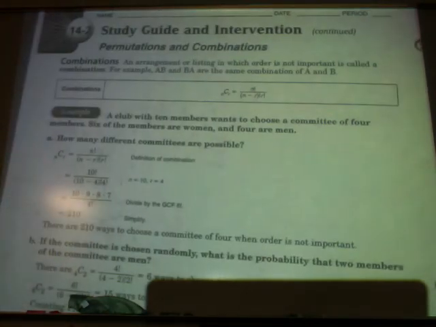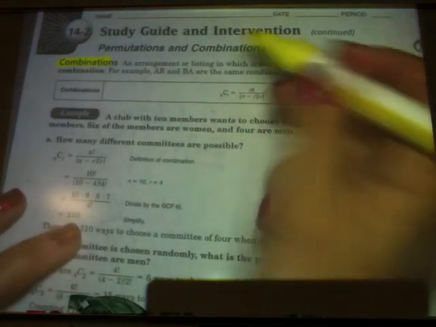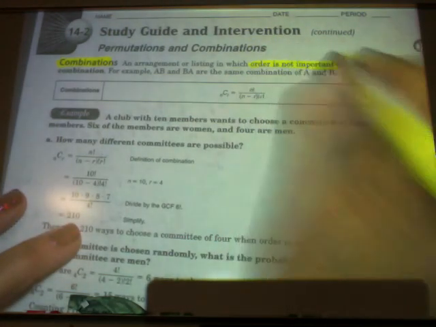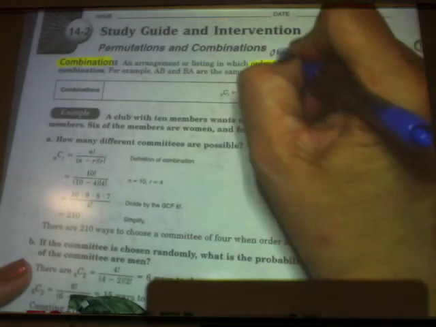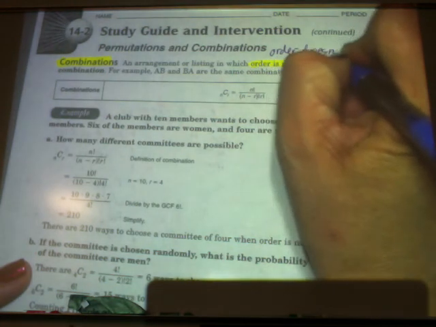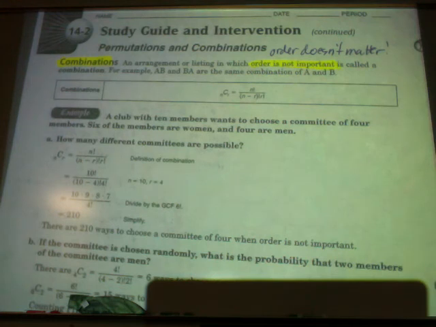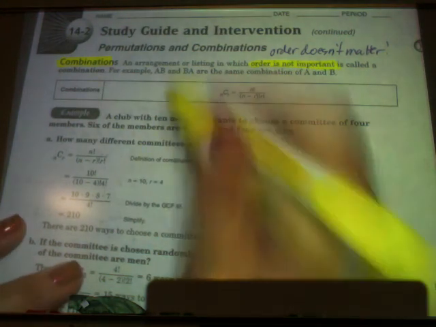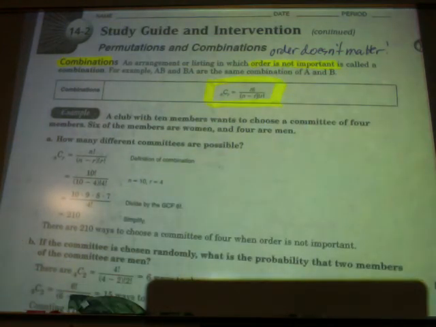All right, so flip this back. Let's look at combinations. Your definition for combinations would be an arrangement or a listing in which order is not important. So order doesn't matter. And then here is your formula. You are going to have to memorize both of these formulas. I will not give them to you on your test. Are the formulas similar? Yes.